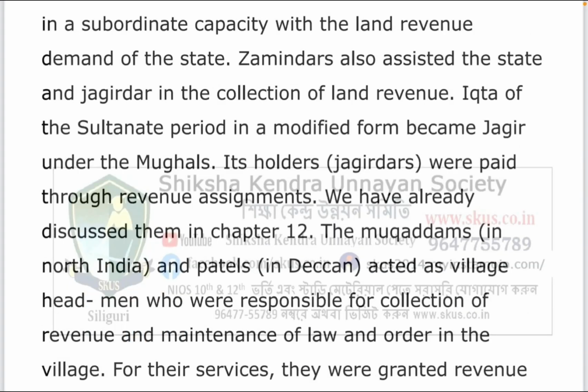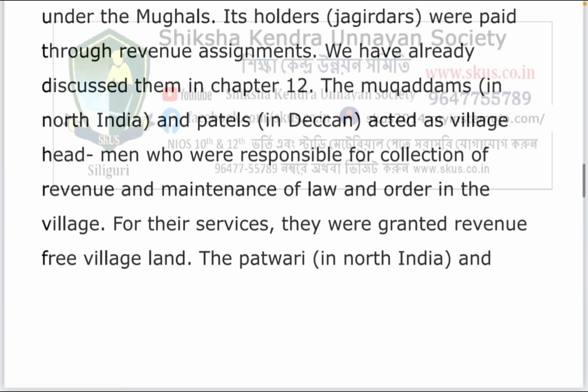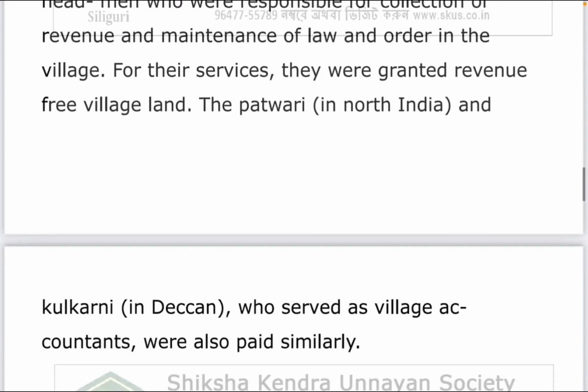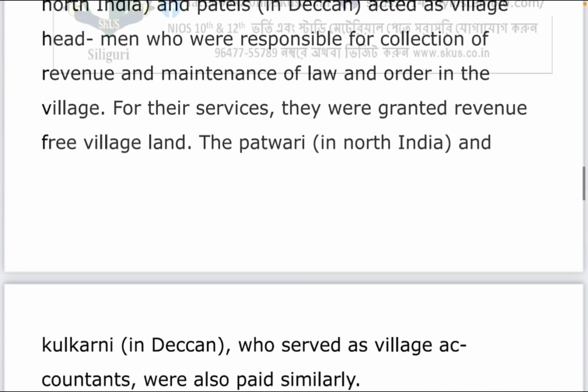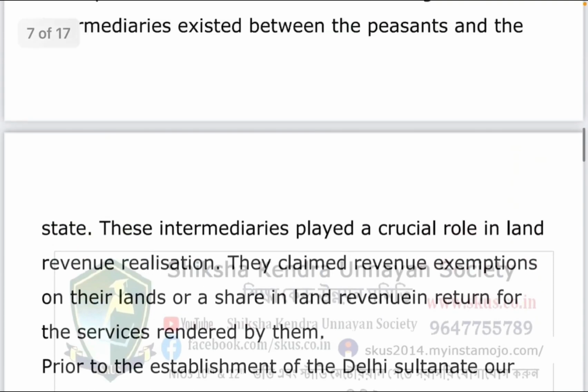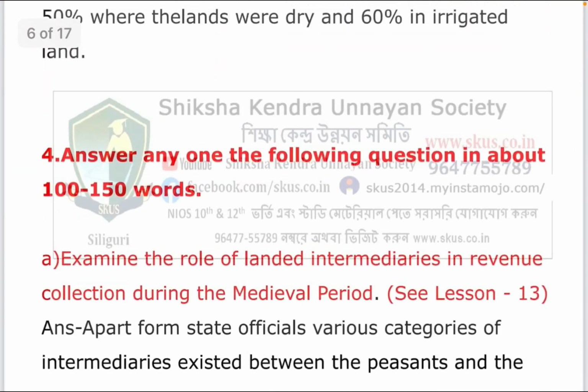The Muqaddams and Patels acted as village headmen who were responsible for collection of revenue and maintenance of law and order in the village. For their service, they were granted revenue-free village land. The Patwari in North India and Kulkarni in Deccan, who served as village accountants, were also paid similarly. So this is how you can write the role of intermediaries during the medieval period.